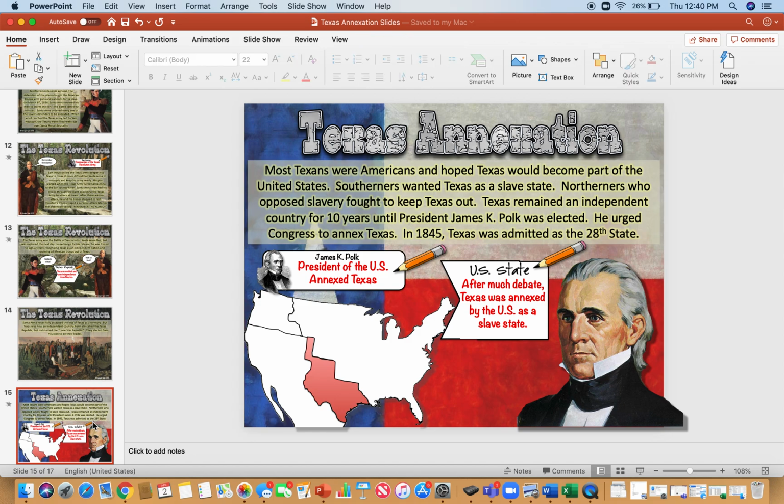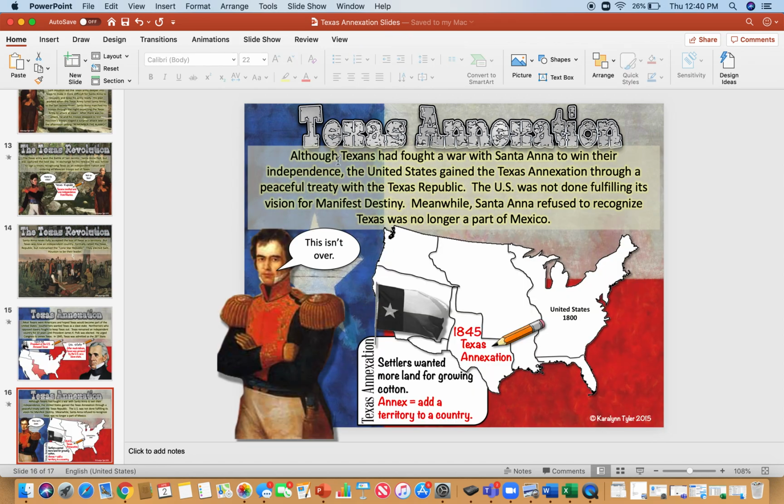All right, next slide. Although Texans had fought a war with Santa Anna to win their independence, the United States gained the Texas annexation through a peaceful treaty with the Texas Republic. The U.S. was not done fulfilling its vision for Manifest Destiny. Meanwhile, Santa Anna refused to recognize Texas was no longer a part of Mexico. So once again, Santa Anna does not want to take the L. He's refusing to recognize that Texas is not a part of Mexico anymore.